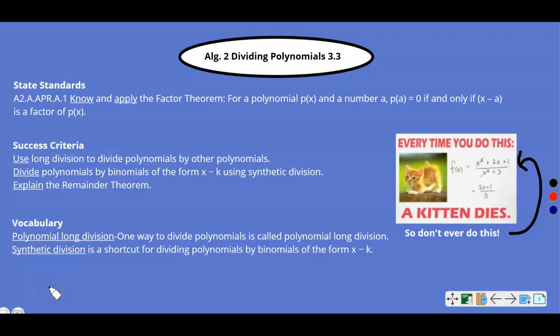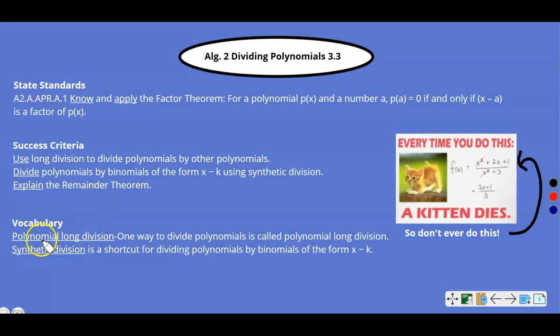Today we're going to be dividing polynomials. The state standard that we need to know today is know and apply the factor theorem. Your success criteria: you need to be able to use long division to divide polynomials by another polynomial, divide polynomials by binomials of the form x minus k using synthetic division, and explain the remainder theorem.